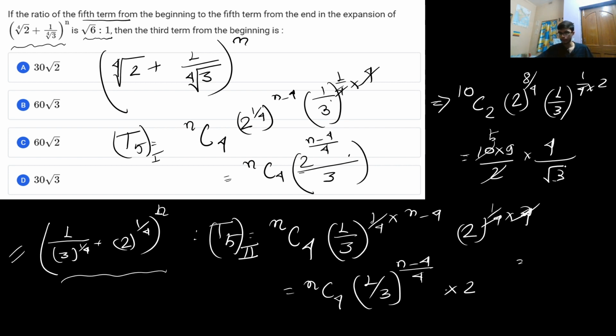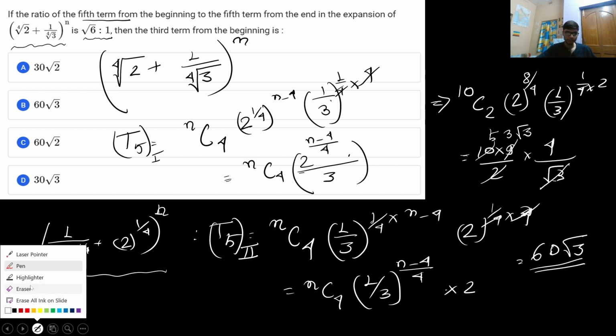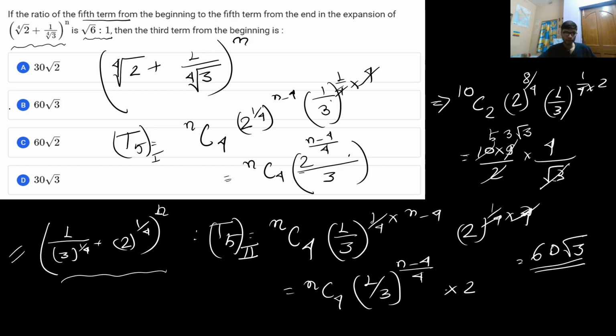You can also cancel this root 3. This can also be written as 3 into 3 root 3, okay, 3 root 3, and this will become 20. This will become 20 into 3, that is 60, 60 root 3. The answer to this particular problem is equal to 60 root 3. So with this, the right answer to this problem is option number B.